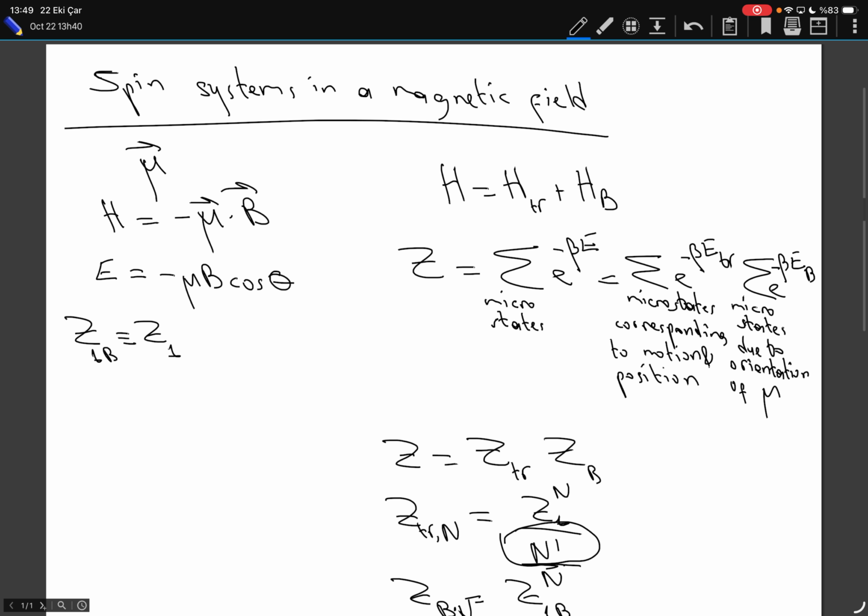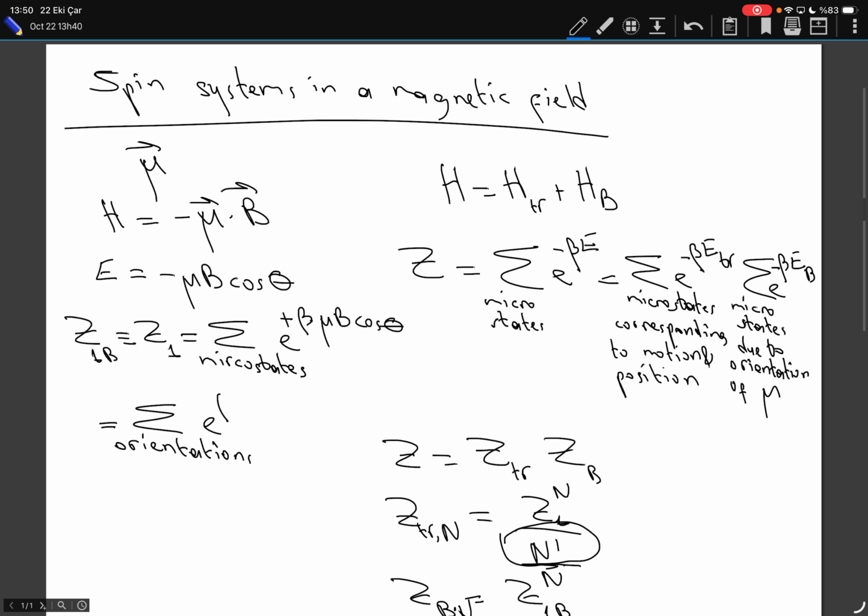I will not look at the translational motion, translational degrees of freedom, or the position. I'm just looking at the orientation of the magnetic dipole moment. This will be a sum over all microstates of e to the power minus or plus beta mu b cosine theta. And in this case, the microstates of a single particle will be given by a sum over all orientations of e to the power beta mu b cosine theta.